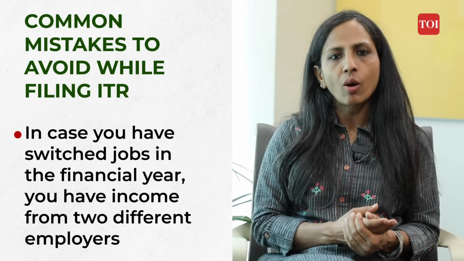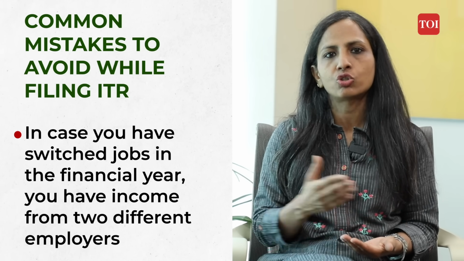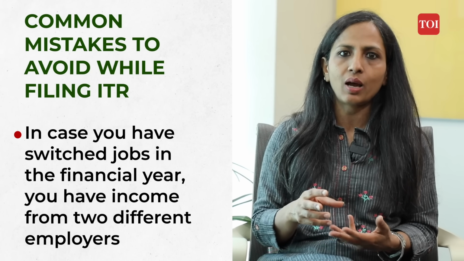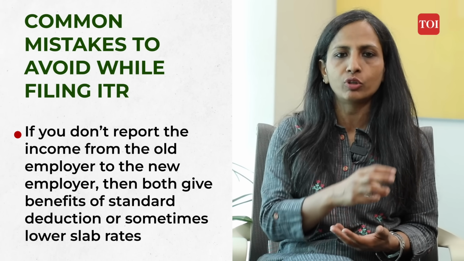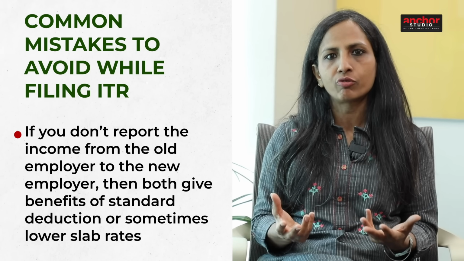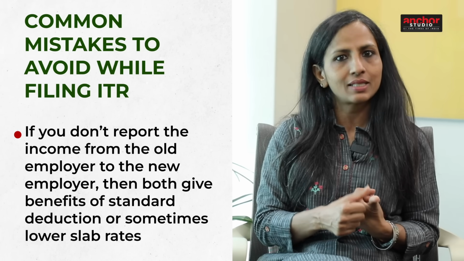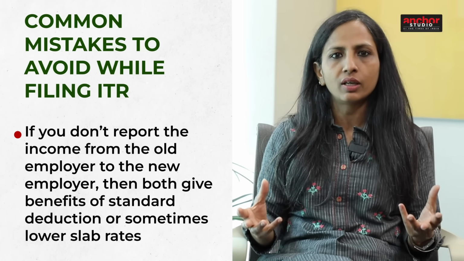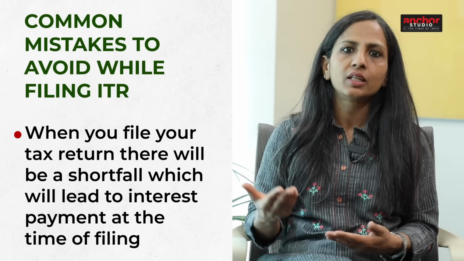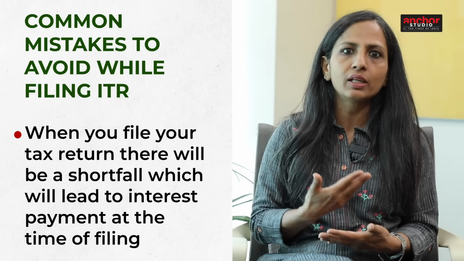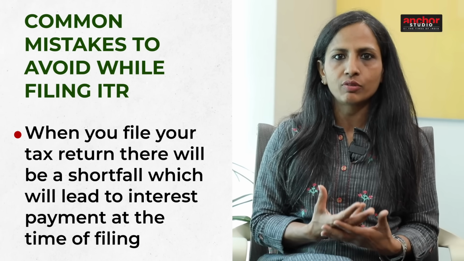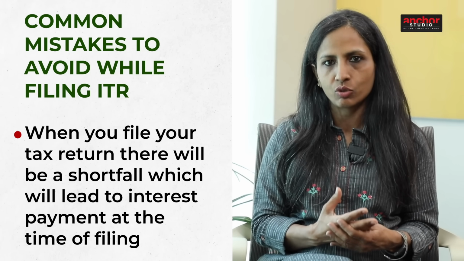Then another very common mistake is, suppose somebody has changed job during the year, so you have income from two different employers. Now typically what happens is if you don't report the income of the old employer to the new employer, then both the employers end up giving you benefits of standard deduction or the slab rates. And if both the employers have given these two benefits, then when you are filing your consolidated tax return, there is going to be a shortfall which will lead to interest at the time of filing of return. So that's another common mistake that we've seen specifically with respect to salaried individuals.